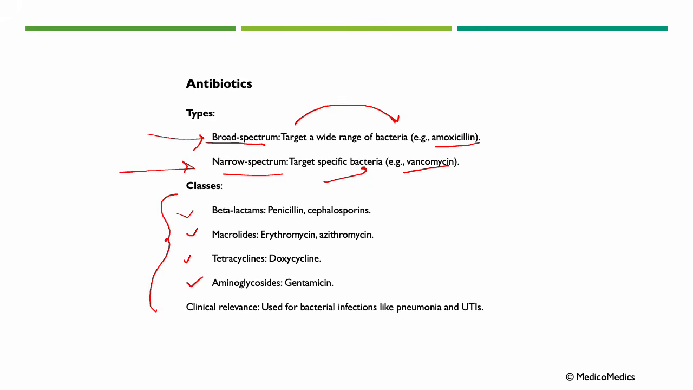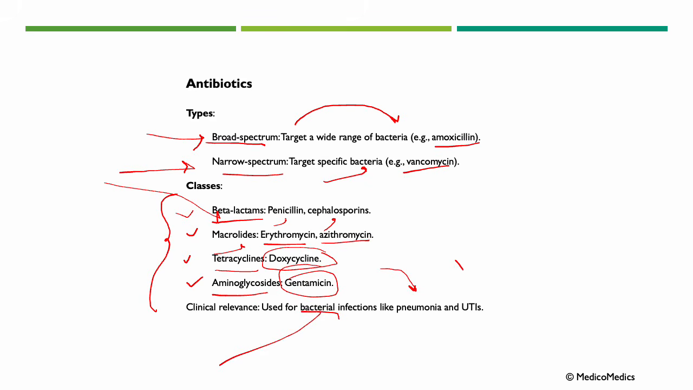This is just a few of them. We have an extensive course on antibiotics where we go into detail through all of these different classes. But here we mention beta-lactams, so penicillin, cephalosporins, for example. Macrolides, erythromycin, azithromycin. Tetracyclines like doxycycline, aminoglycosides like gentamicin. And these are used for bacterial infections like pneumonia or urinary tract infections, etc.